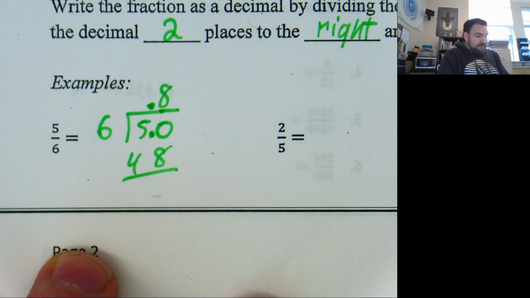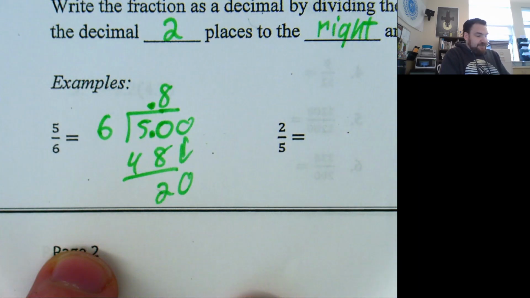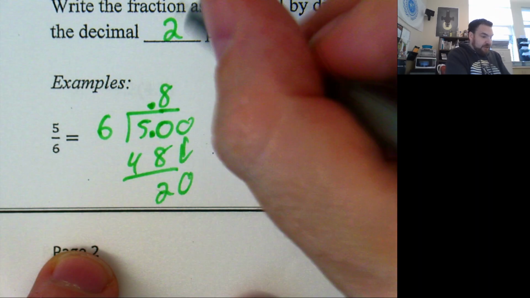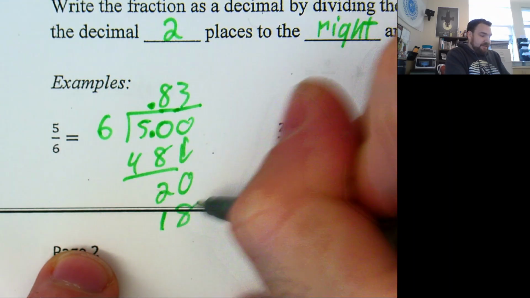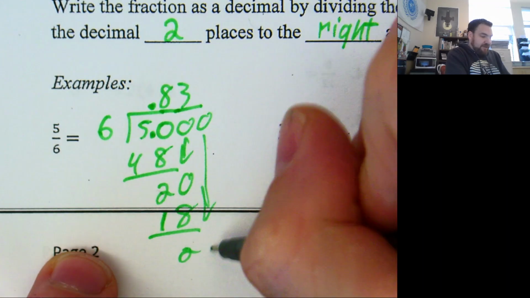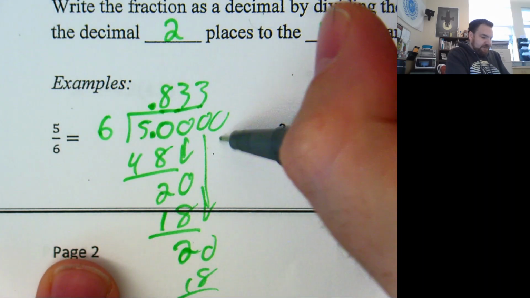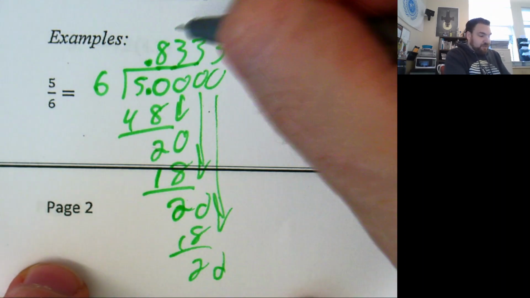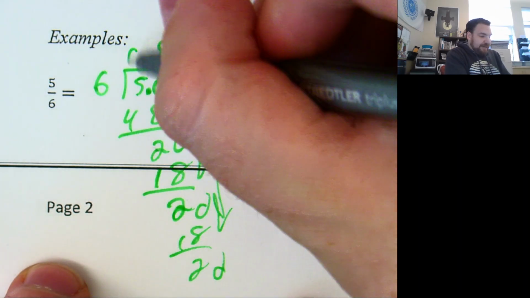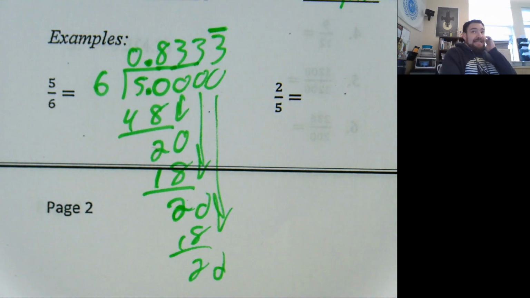So then, subtract, so we get a 2, add a 0, drop it down. 6 goes into 20, it's not 4 times, it's 3 times, because 3 times 6 is 18. 2, add a 0, bring it down. 3, 18, 2, add a 0, bring it down. Does anyone have an idea what's going to happen here? It's repeating. So this is going to be 0.83 repeating. So that's my decimal.